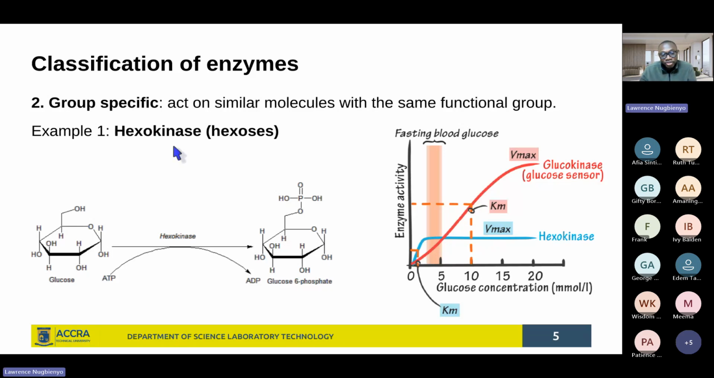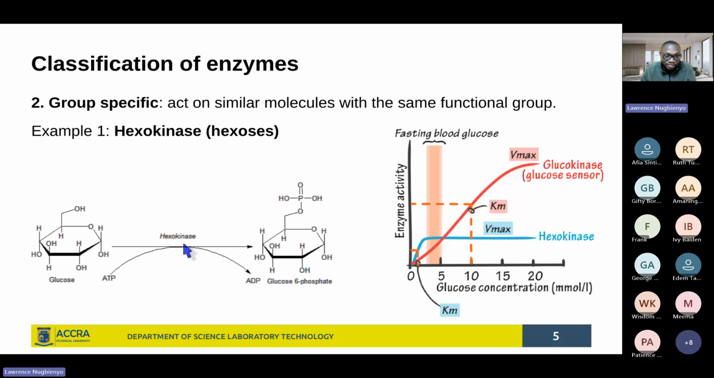So the reaction we saw in the previous slide is the same reaction that we are seeing here, where you see glucose is being phosphorylated to give you glucose 6-phosphate. In the previous slide, the enzyme acting in the process was glucokinase. So that enzyme was specific to glucose. Now we are seeing hexokinase, which means that it will be acting on all 6 carbon sugars.